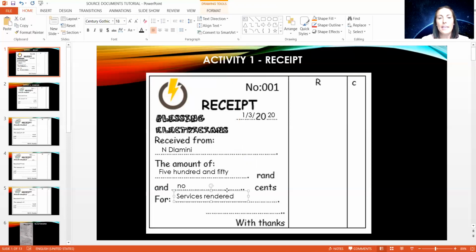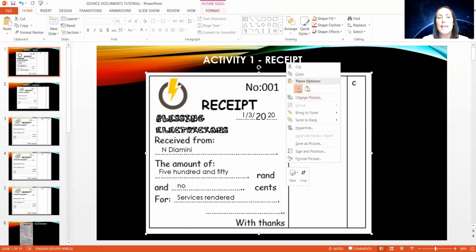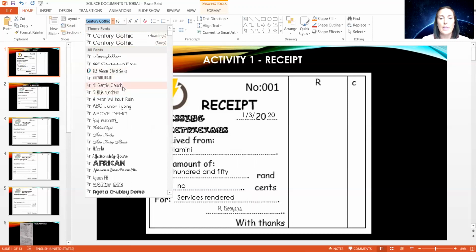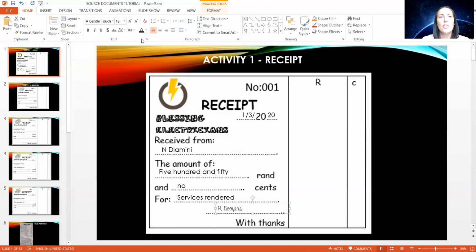That was for services rendered. Right, and then on this line where it says with thanks, you have to sign, because the instruction said as the bookkeeper of Blessing Electricians. So you will do your signature there. Let's see if I can find something that looks more like a signature. There you go. So you will have to sign your name there.